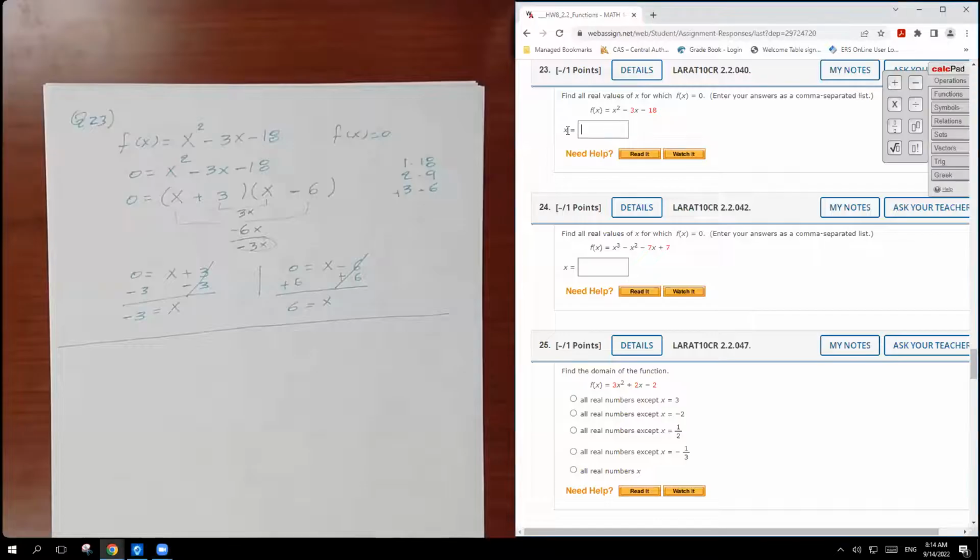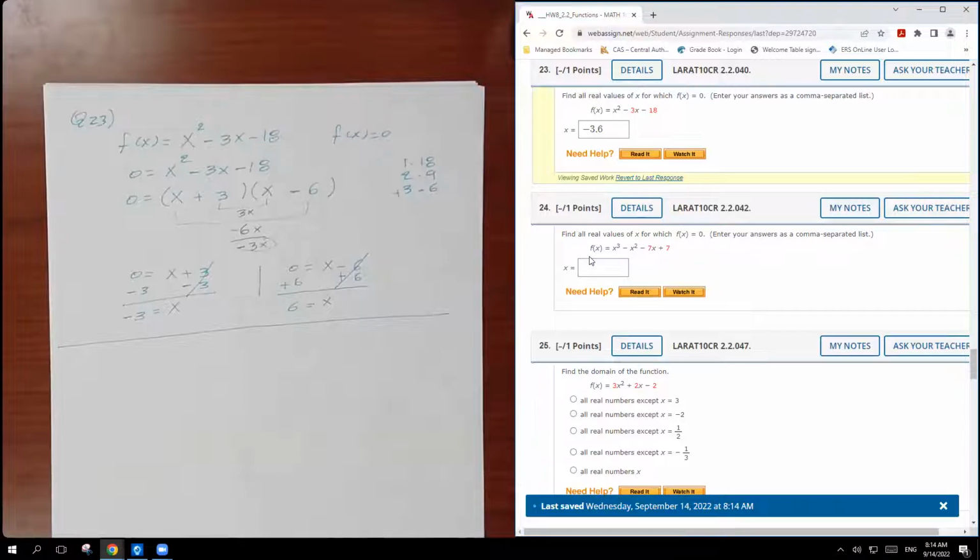For this one, here is x. They ask you to enter your answer in a comma separated list. So x equal, you don't have to type x again. Just say negative 3, comma 6. That's it. You don't have to put parentheses. You don't have to put x equal, just negative 3, comma 6.